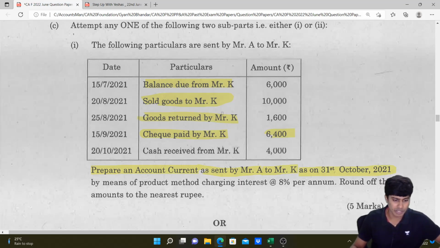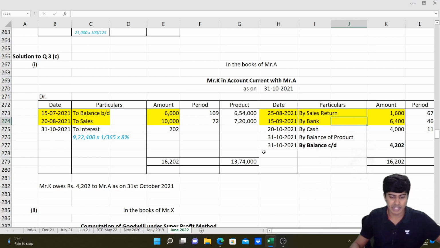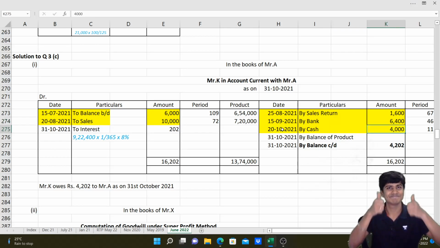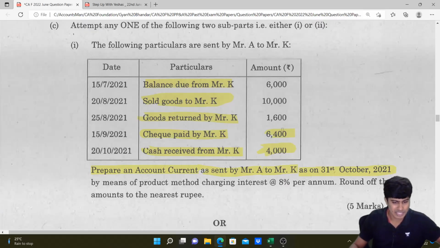What do we have after that? 20th of October 2021. Cash received from K 4000. When we receive cash from K 4000, what is the entry that we should write? Cash account debit to K. So this is like our K account. So here I'll write by cash account 4000. I hope you all got this. Then that's it. All the transactions are done.